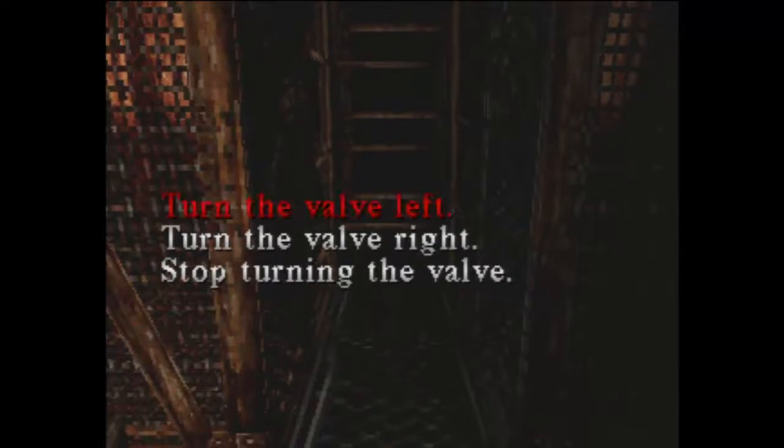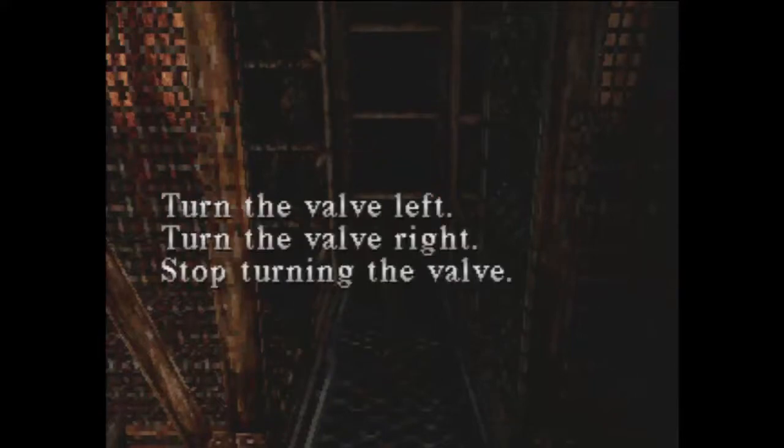Oh, this is stupid. Good. I'm just going to keep turning it until I get a general idea of what's going on. Turn it right. Nope, stop turning now. Oh, I see what's going on. Okay. Yep.